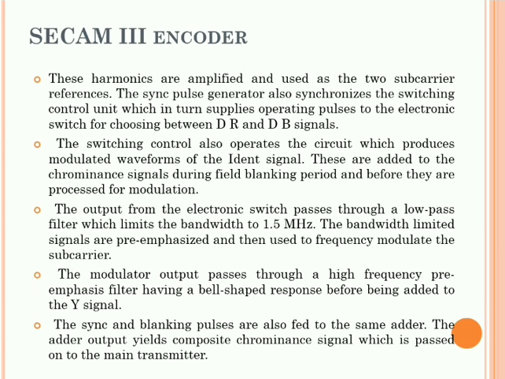We have done one pre-emphasis before the modulation. Here we are doing one pre-emphasis after the modulation process, that is the high frequency pre-emphasis filter, which will be before giving to the adder circuit. The synchronization and blanking pulses are also fed to the same adder. The adder output yields the composite chrominance signal which is passed on to the main transmitter.